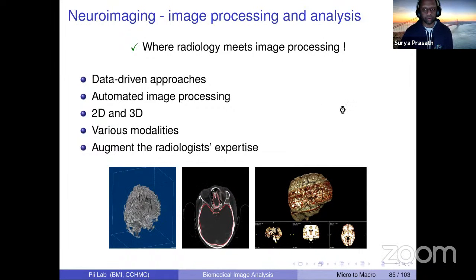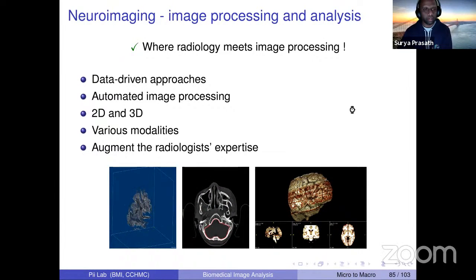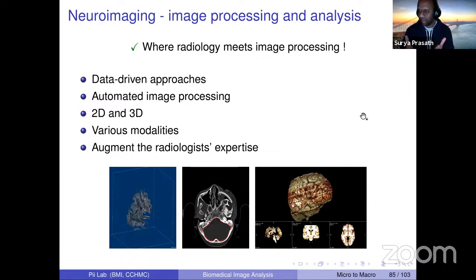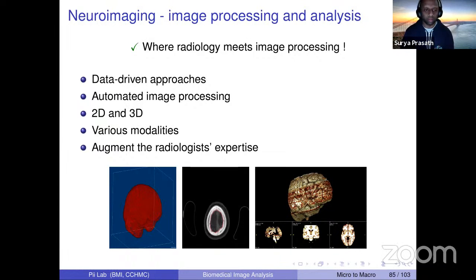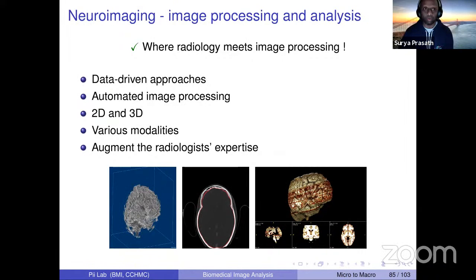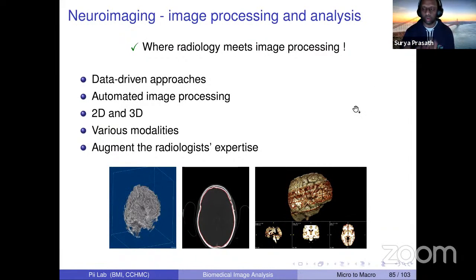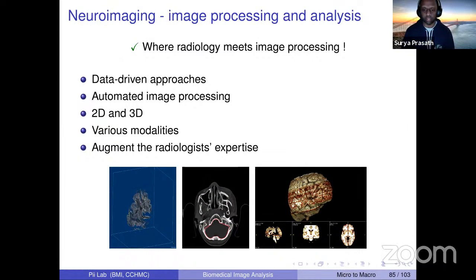We need data-driven approaches, and we need automated image processing pipelines. Here, we really need 2D and 3D image processing because the brain is in 3D, and you want to apply automatic image processing models on 3D. There are also various modalities. So I'm going to only talk about CT and MRI, but obviously there's fMRI and other SPECT and PET imaging, which I will not talk about. And also, how do you use years and years of radiologists' expertise?